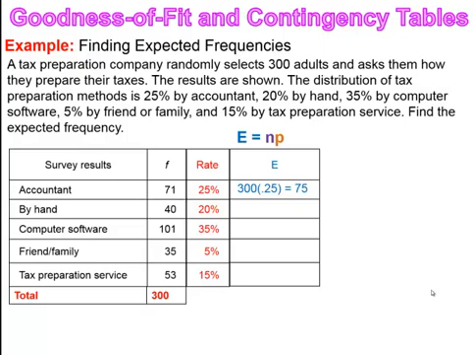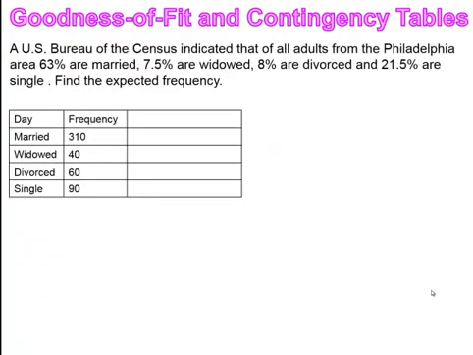So for the accountant, we would expect 75. For by hand, 60. For the computer software, 105. For the friend or family, 15. And for the tax preparation services, 45. So this is what we would expect based on the breakdown of percents they're telling us. This is our expected frequency. Pause and try.